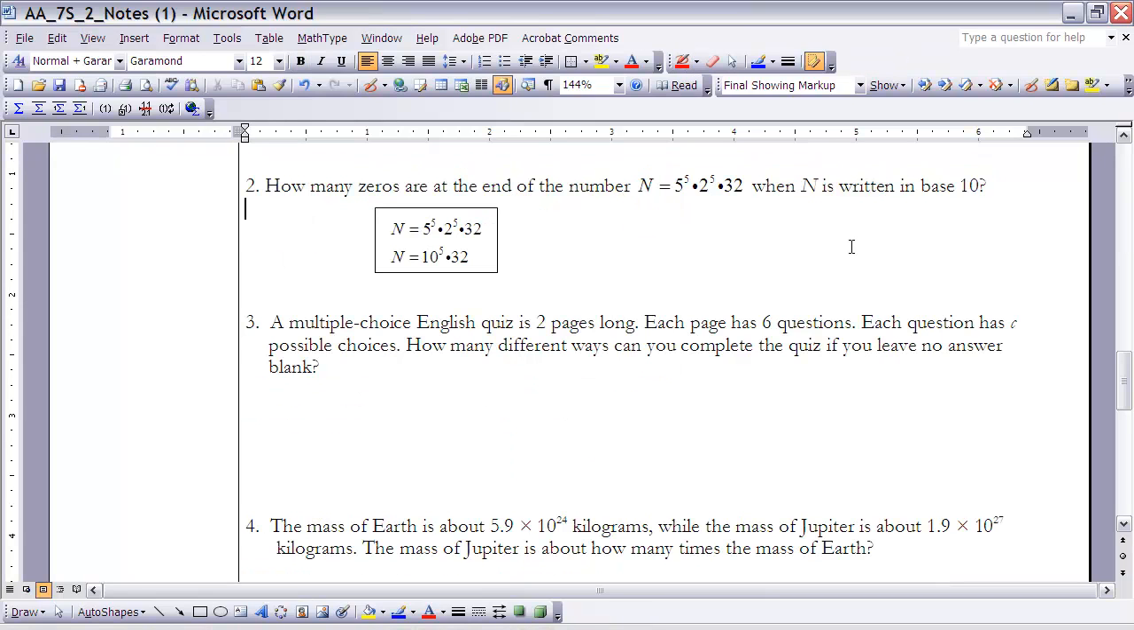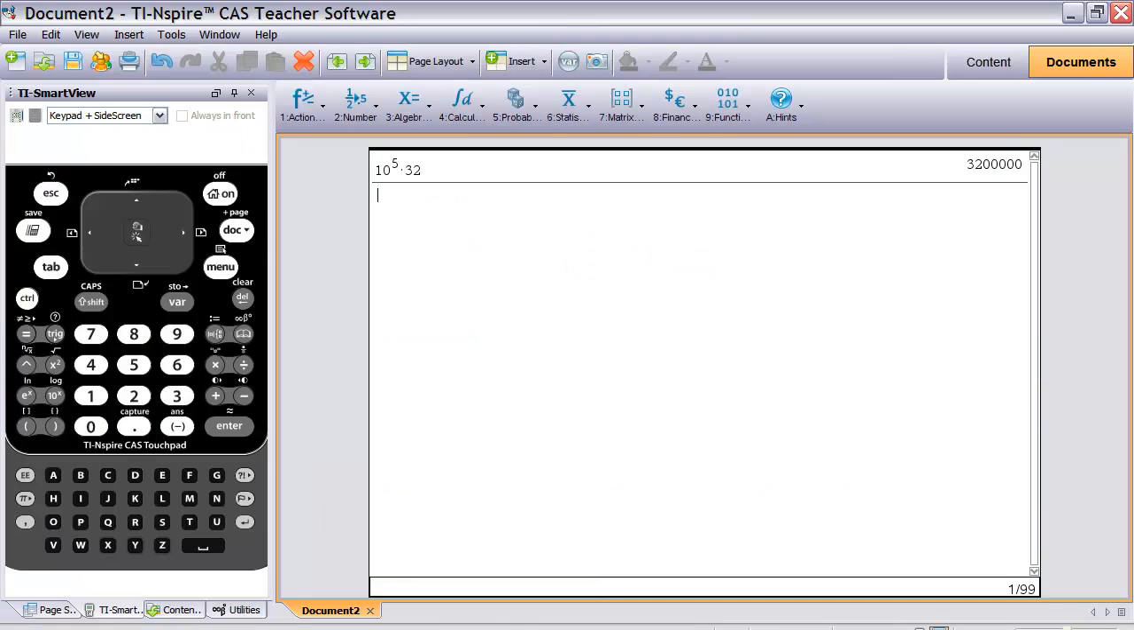So if I have 5 to the 5th times 2 to the 5th, I can write that as 5 times 2 to the 5th, or 10 to the 5th times 32. Now 10 to the 5th I know is going to give me 5 zeros. Therefore, the answer here is there will be 5 zeros at the end of that number. Now we can show that by looking at it from a calculation standpoint. If I look at that on my calculator, 10 to the 5th power times 32 gives me 5 zeros at the end of that number.